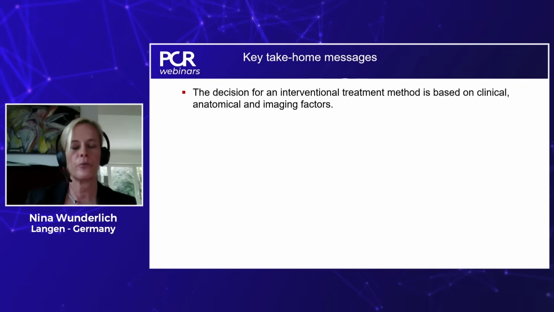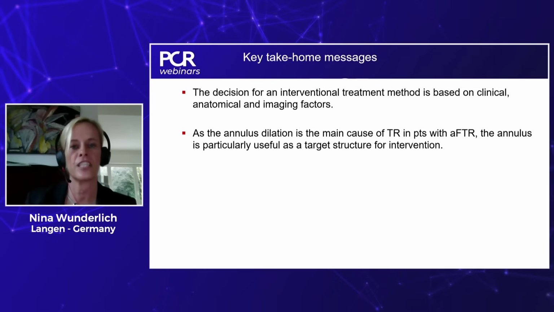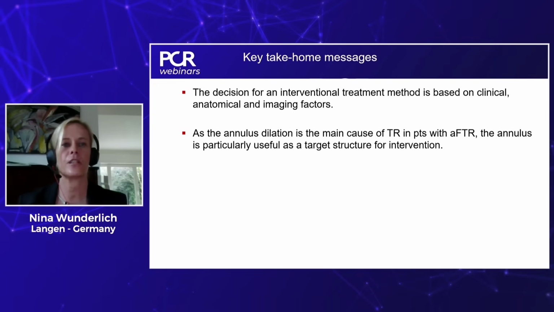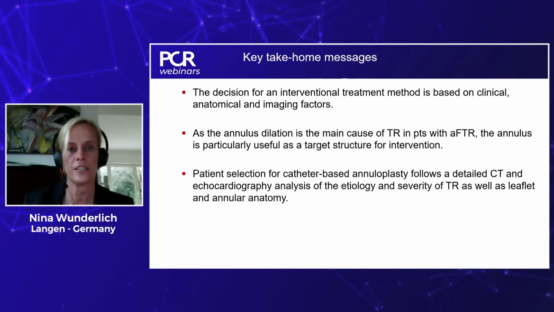So to close very shortly, the decision for an interventional treatment method is based on clinical, anatomical, and imaging factors. And as annulus dilation is the main cause of tricuspid regurgitation in patients with atrial fibrillation, the annulus is particularly useful as a target structure for an intervention.